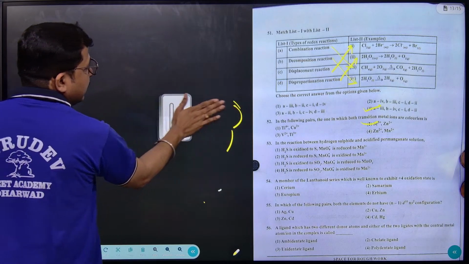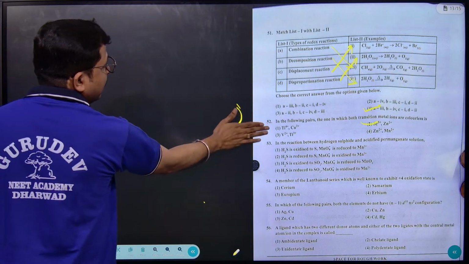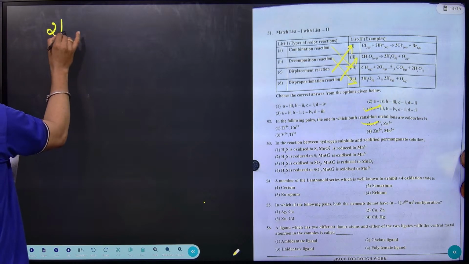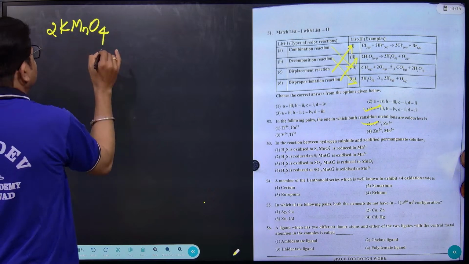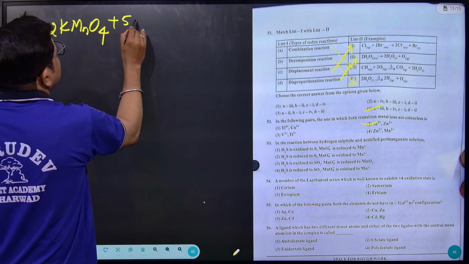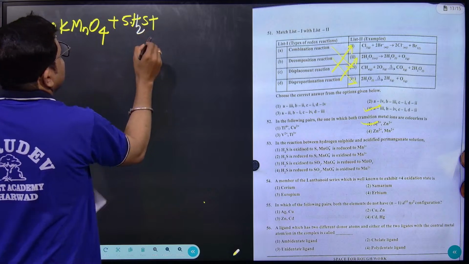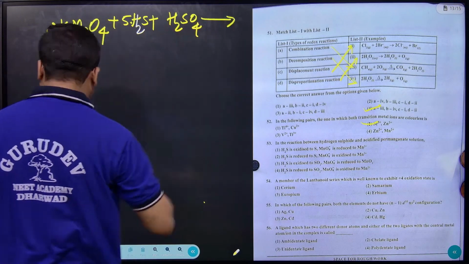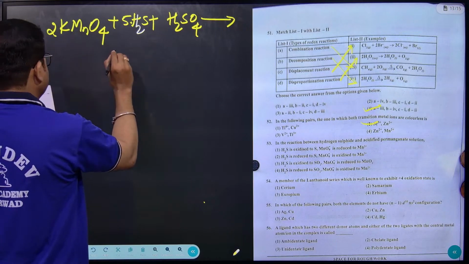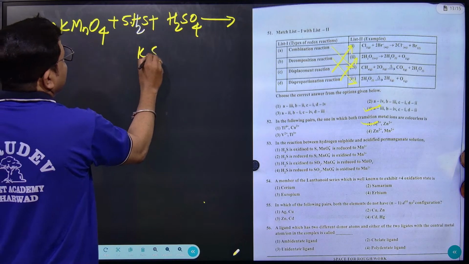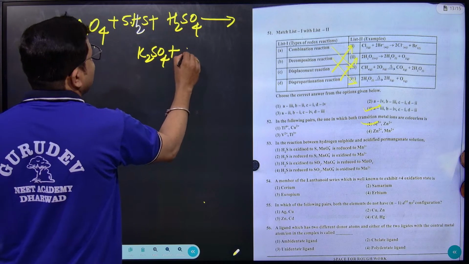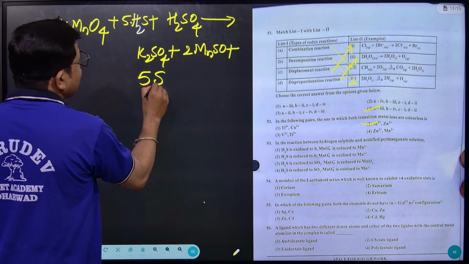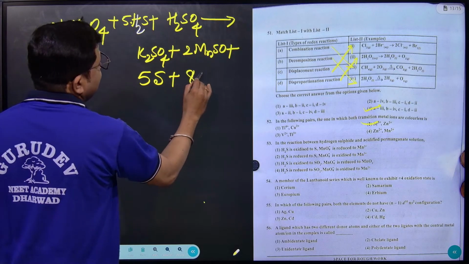The reaction is 2KMnO4 plus 5H2S plus H2SO4 gives K2SO4 plus MnSO4 plus 5 sulfur plus again 8 moles of water.